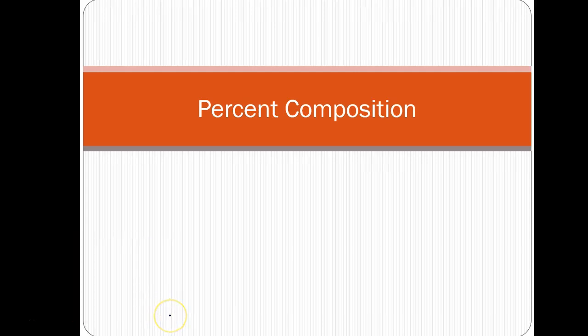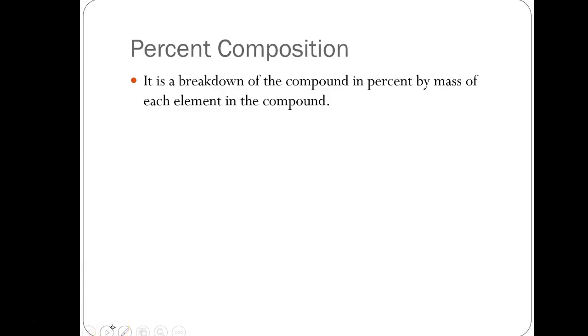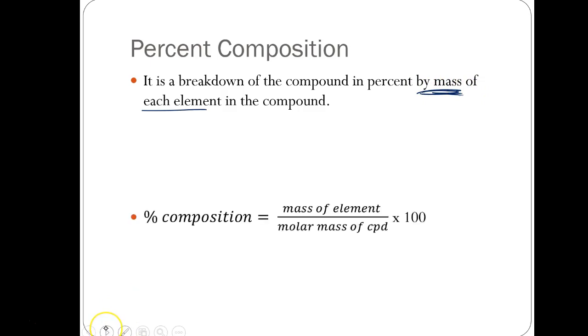Okay, so now we're going to talk about something called percent composition, which is actually one of the easier things we do, but people have a tendency to just forget it, so try to remember how it's done. It's not that hard. It's a breakdown of the compound in percent, but the important thing is by mass of each element in the compound. So it's a percentage, but it's a percentage by mass of each element that's present in the compound.